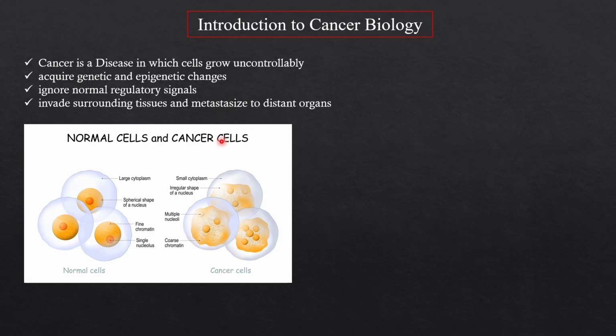The normal cells and the cancer cells are different, as in the image that you can see here. The normal cells comparatively have a larger cytoplasm, whereas in cancer cells the cytoplasm size is reduced because of the larger nucleus, the shape of the nucleus, and multiple nucleoli. The chromatin is fine and there is a single nucleus in the normal cells, whereas there are multiple nucleoli and a coarse chromatin in cancer cells.